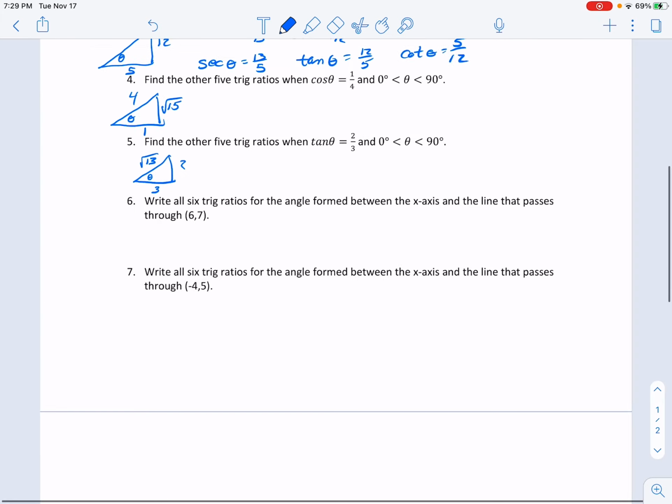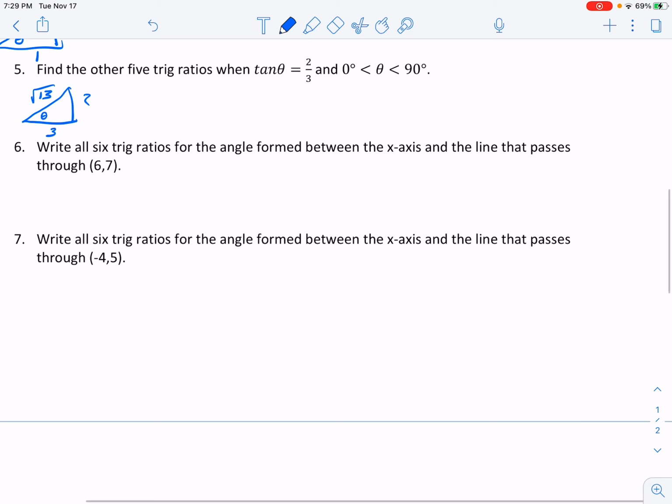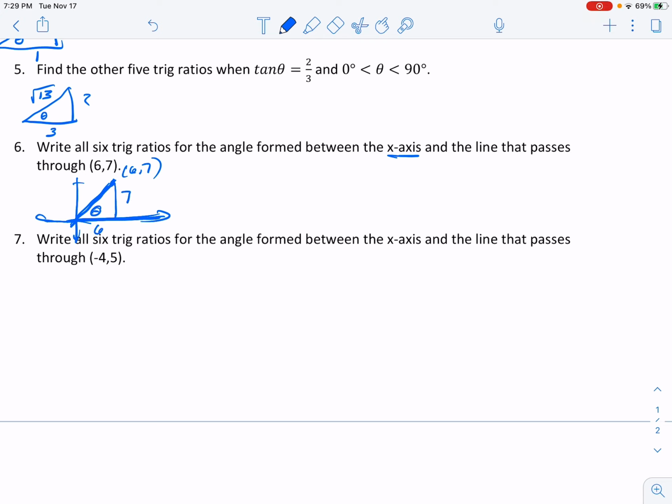These two you've got to think about. Find the 6 ratios between the x-axis and the line that passes through 6, 7. They forgot to say that it goes to the origin. Okay, so here's my x-axis, and it goes through 6, 7. So here's the line. Okay, and there's my angle. Well, if this point right here is 6, 7, this distance is the x, this distance is the y, and you get 36 plus 49 is 85. So this is the square root of 85. And now you can do your opposites over adjacents.